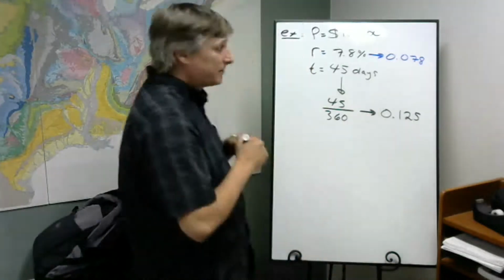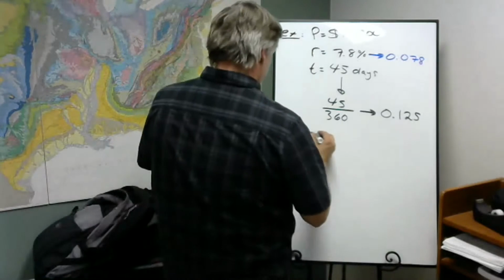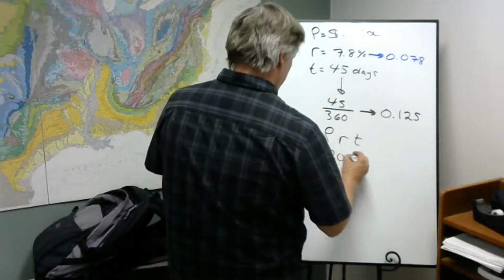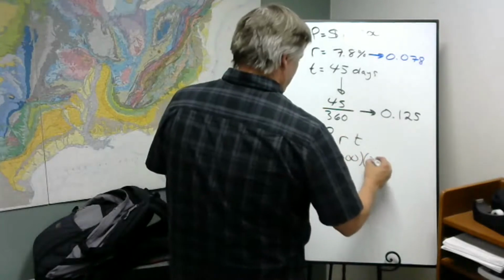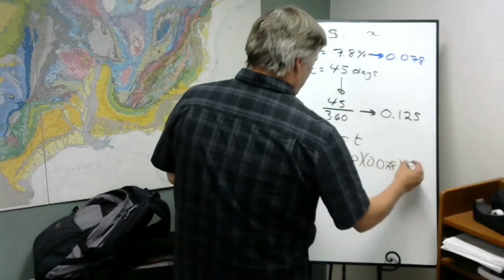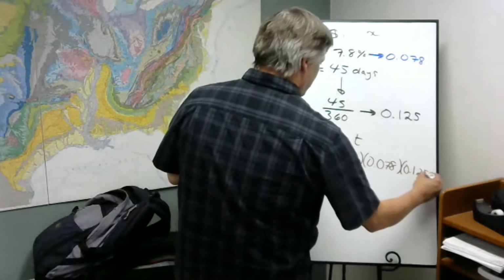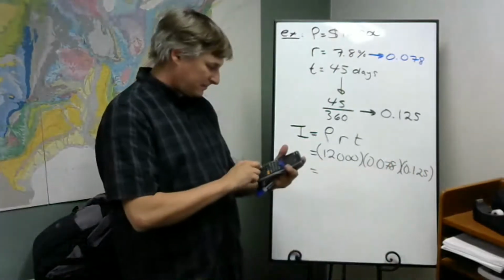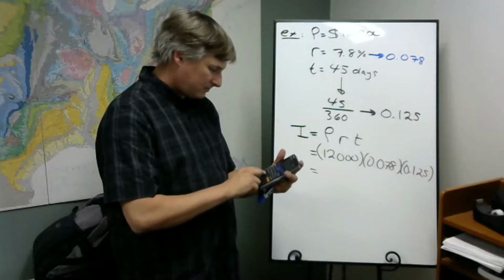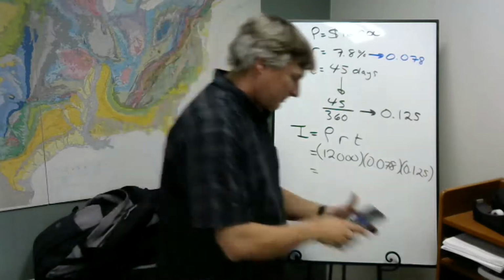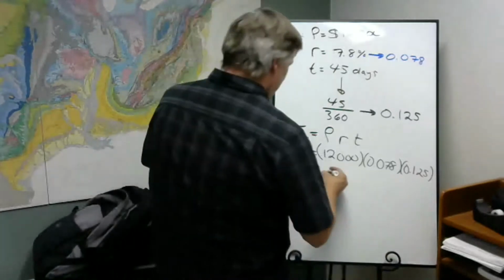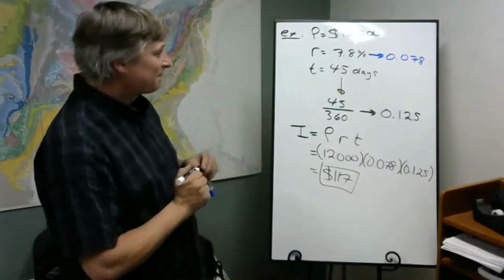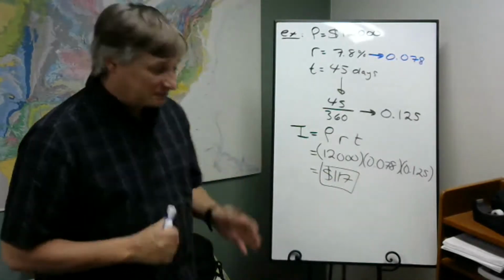So now we've got all of our pieces. $12,000 × 0.078 × 0.125. We multiply these together. We get 117 exactly.